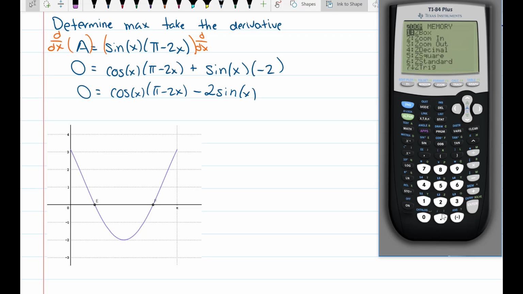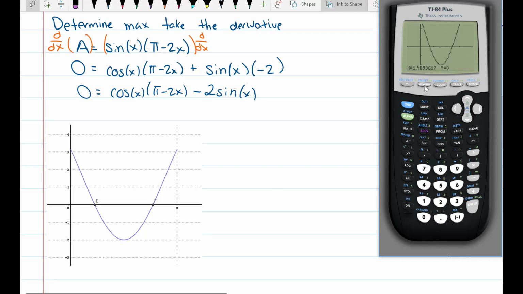So I'm going to zoom in, and I'm just going to scroll over till somewhere in the middle. So I'm about right here. Push enter, and it'll make it a little larger. Now what you need to do is calculate the zeros.